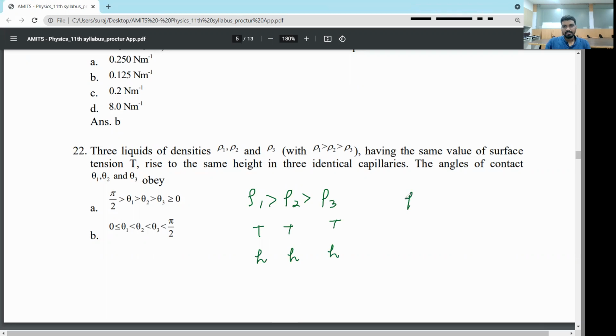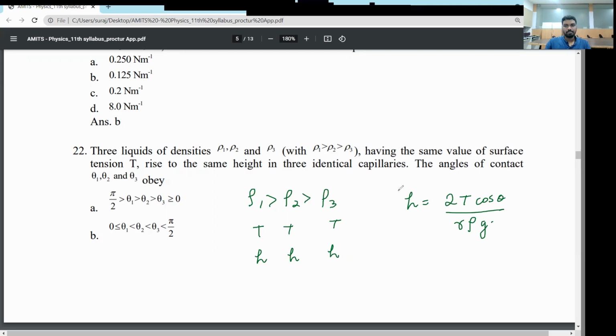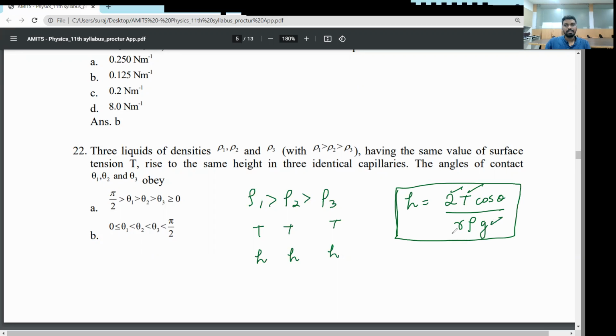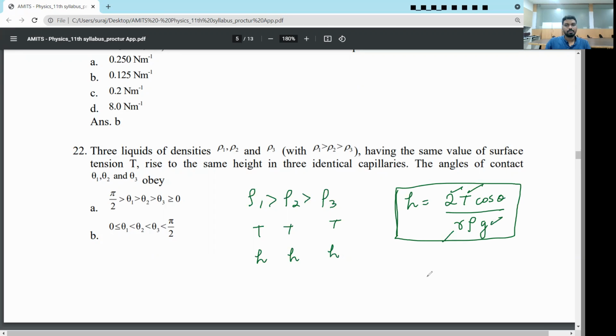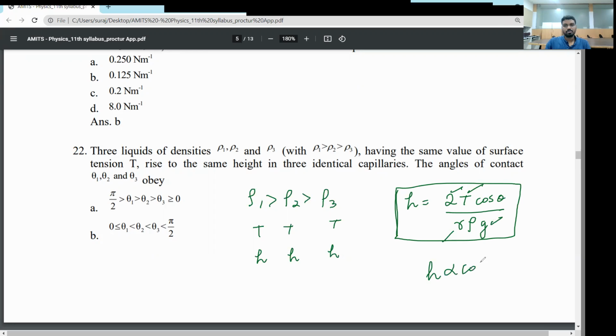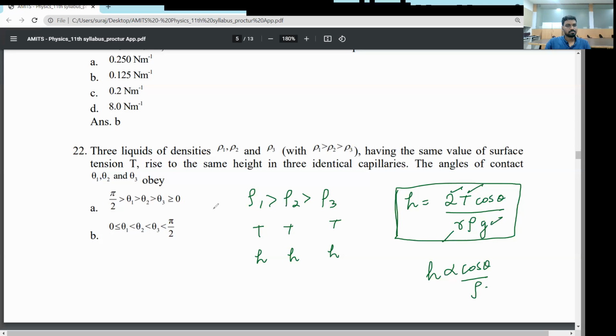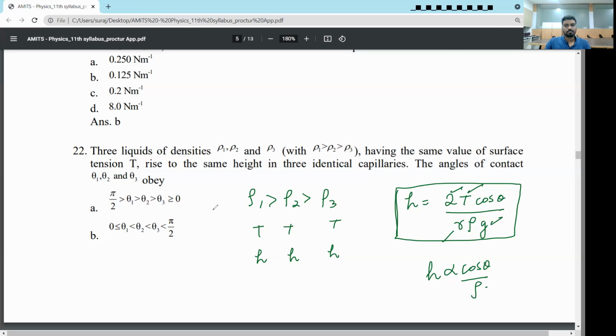So what is the height? Height is 2T cos theta by r rho g, right? 2T cos theta by r rho g. Clear? Now with the help of this formula, you have to solve this. T is the same, g is the same, 2 is the same, radius of capillary will also be the same. So h will be directly proportional to cos theta by rho. So option B will be correct.